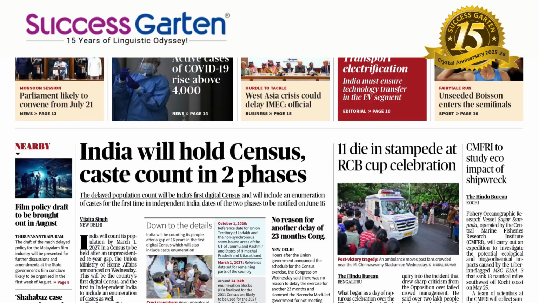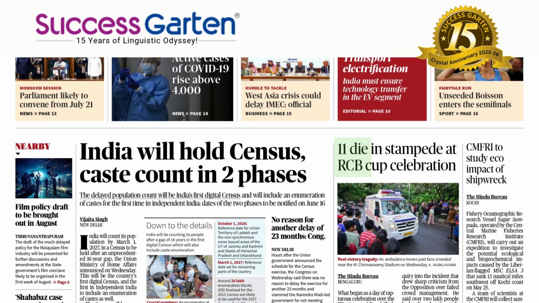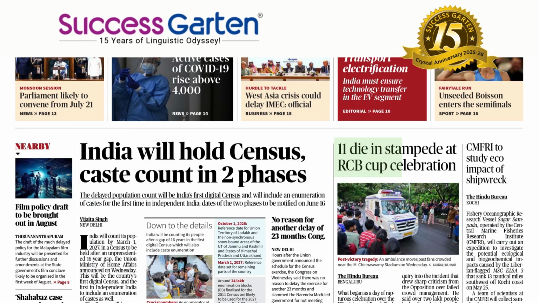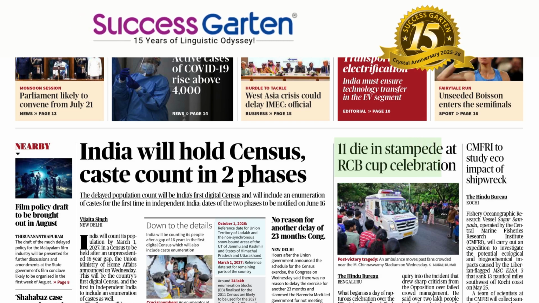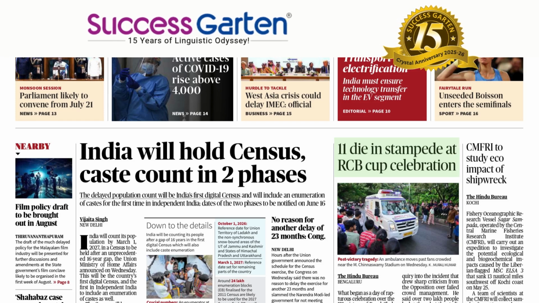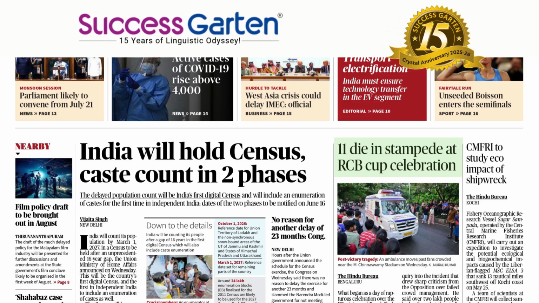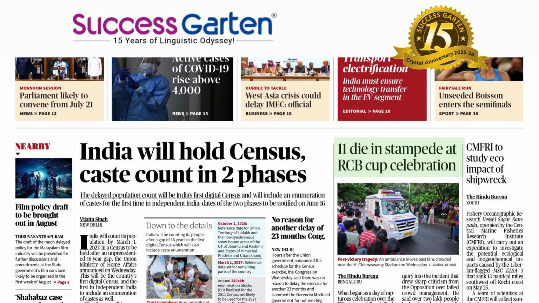Now we move to the next news item. 11 die in stampede at RCB Cup celebration. This is very unfortunate news. 11 die. D-I-E. Die is a verb from the noun death. Die. To stop being alive. 11 die in stampede.